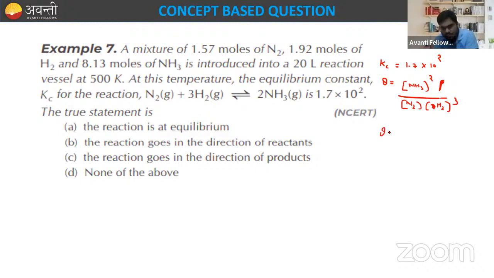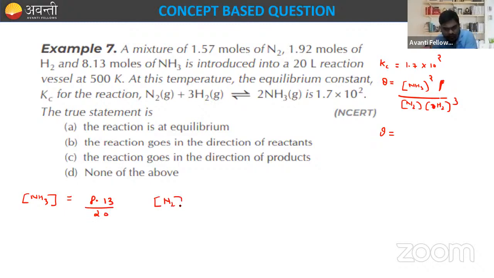So we know the moles. How will you calculate the concentration? Because we know the moles. So let me calculate the concentration of each and every one. Concentration of NH3 is moles per liter. So the moles for NH3 is 8.13 mole, divided by 20 liter. So this is the concentration of NH3.